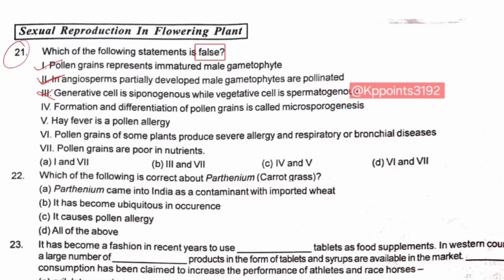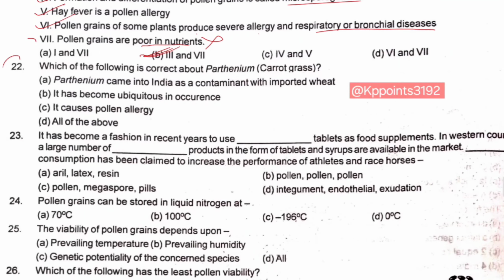Now 4. Formation and differentiation of pollen grains is called microsporogenesis. Yes, true. Fifth, hay fever is a pollen allergy. Yes, true. Number 6. Pollen grains of some plants produce severe allergy and respiratory bronchial disease. Also correct. Seventh, pollen grains are poor in nutrients. No, this is false. So 3 and 7 are false. Answer is B.